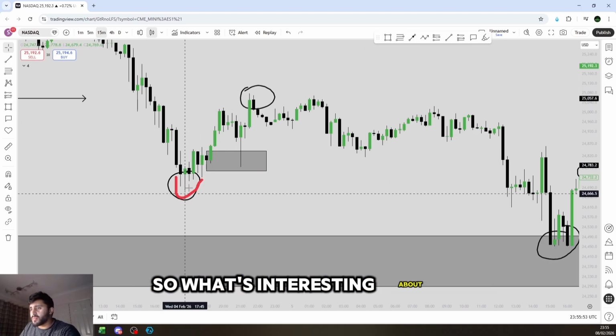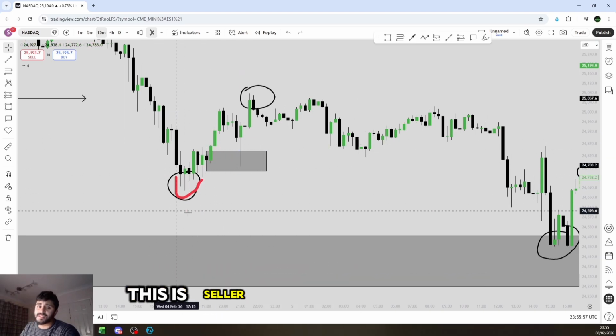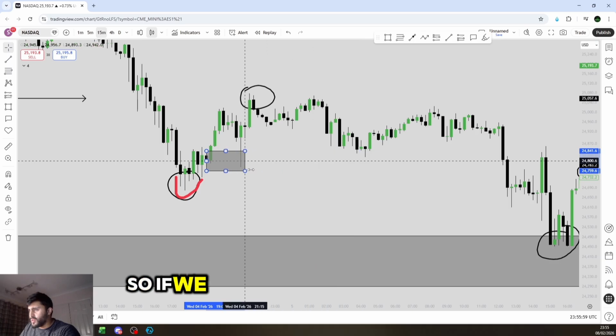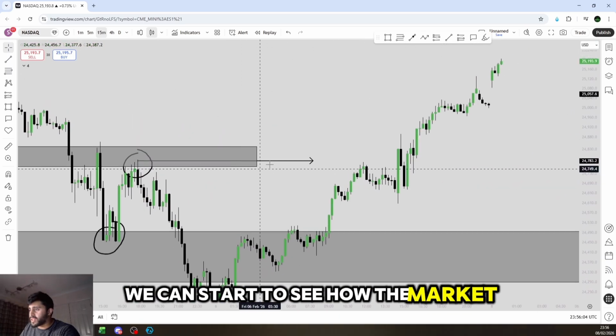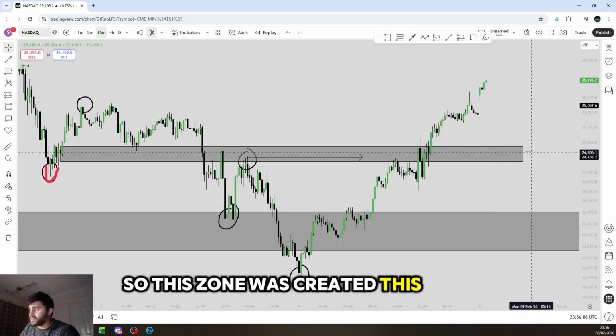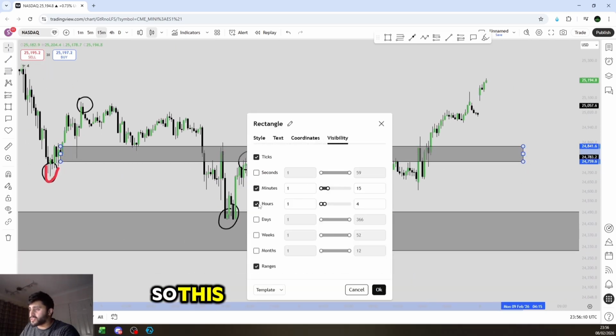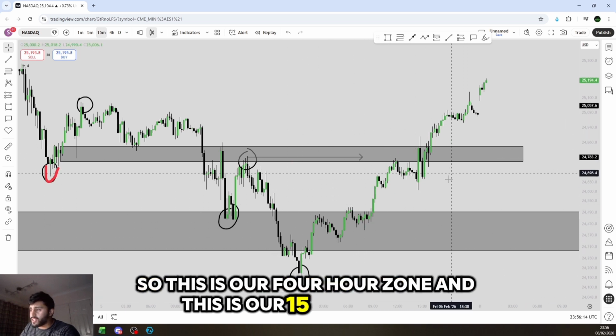What's interesting about a previous day low is that this is where sellers were exhausted. This is seller exhaustion right here. So if we take this zone over to the right, we can start to see how the market interacts pretty accurately with these zones. So this zone was created. This is now a 15-minute zone, so this is not on the 4-hour. This is our 4-hour zone, and this is our 15-minute zone.